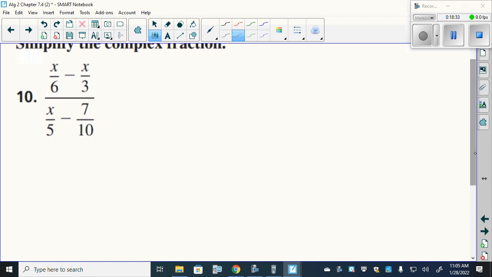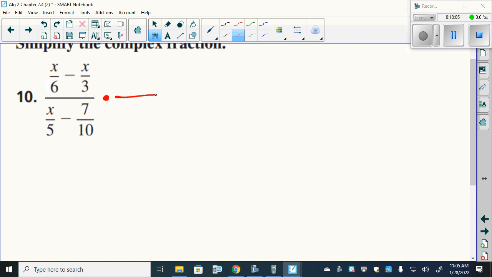6 over x minus x over 3 divided by x over 5 minus 7/10. Well, we can still do the same thing. But this time we're not looking for a least common multiple that has a variable or a set of parentheses. Because all 4 denominators in the numerator and denominator are all what? All numbers. They're all numbers. So we're looking at 6, 3, 5, and 10.